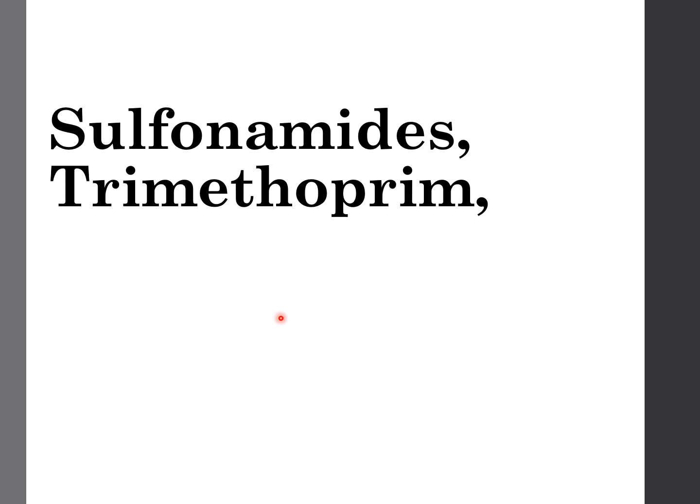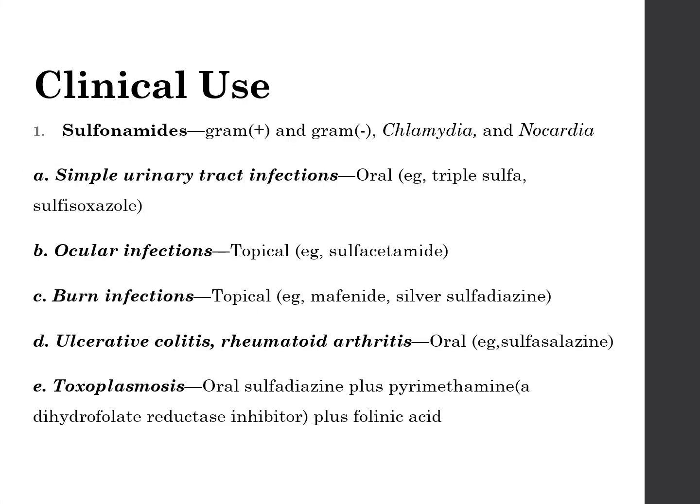Then we'll go to the sulfonamides and the trimethoprim. Now we will be discussing the clinical use of the sulfonamides, which are very good for gram-positive and gram-negative organisms and your Chlamydia and Nocardia. For simple urinary tract infections, we can use oral triple sulfa or even sulfisoxazole.